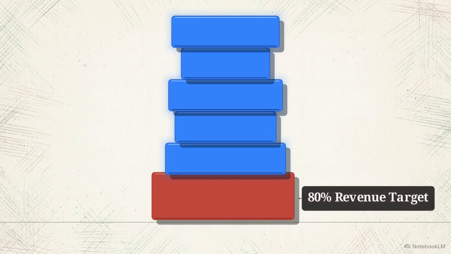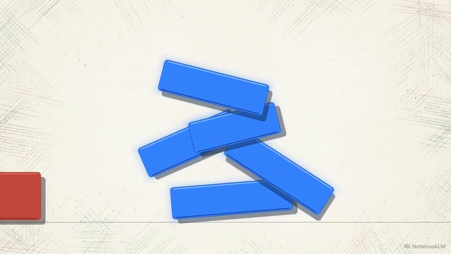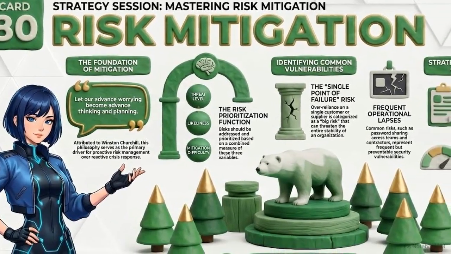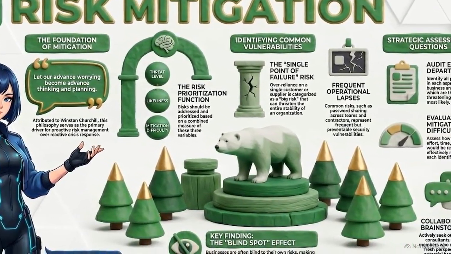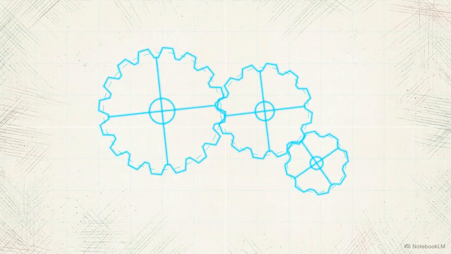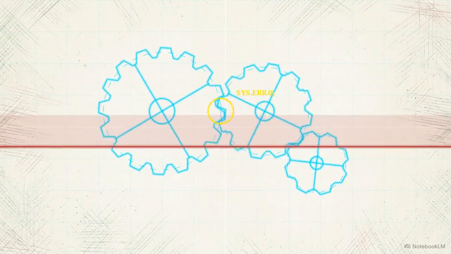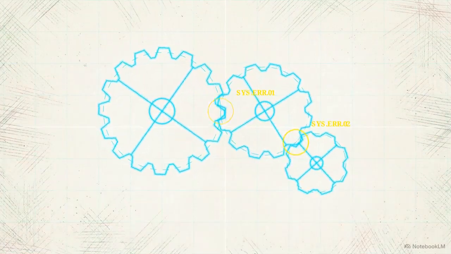By relying on one revenue source for 80% of its income, they built a system where you only have to remove the wrong block to bring the whole structure down. To build defenses against those sudden drops, we use Card 80, Risk Mitigation. This card serves as the architectural blueprint for spotting vulnerabilities before they have a chance to break your system.